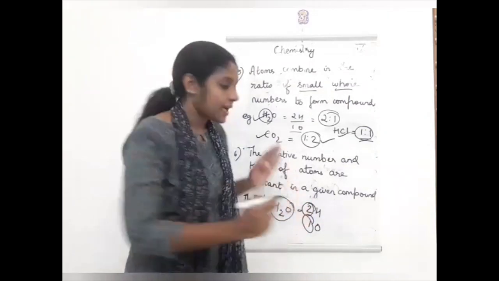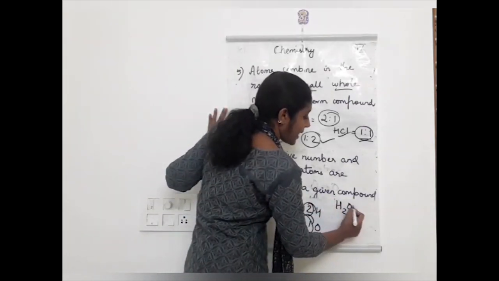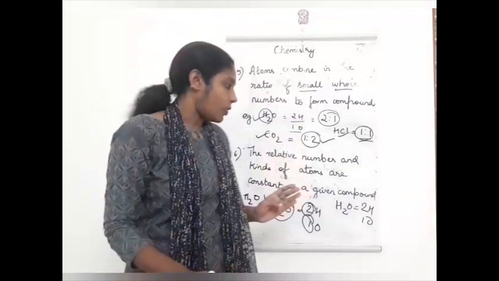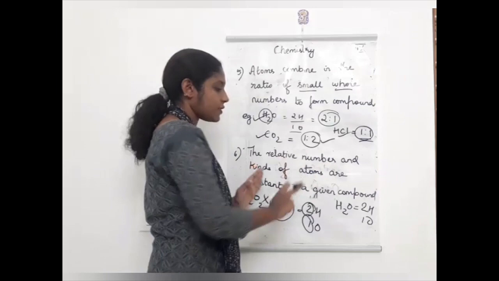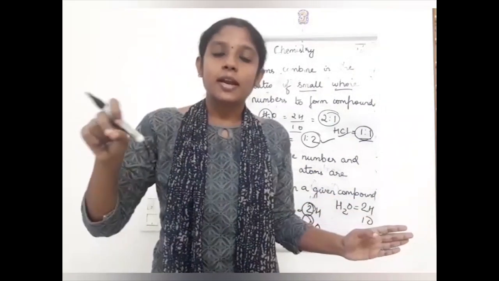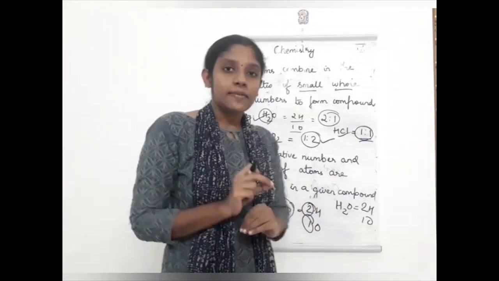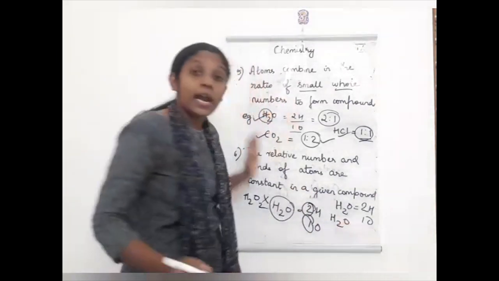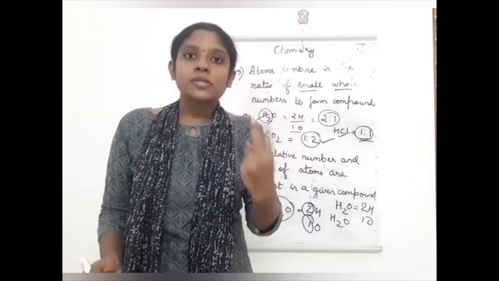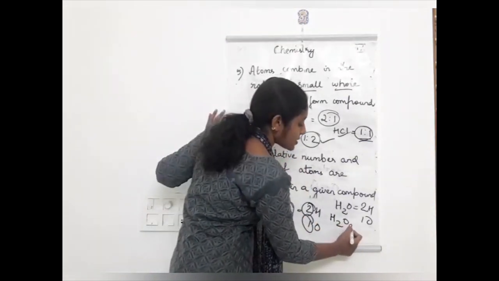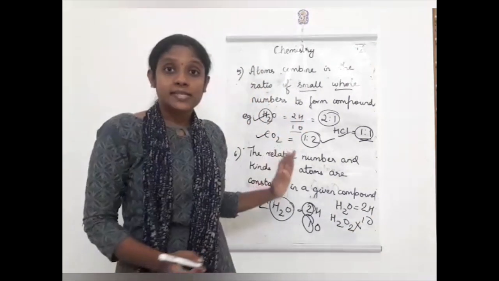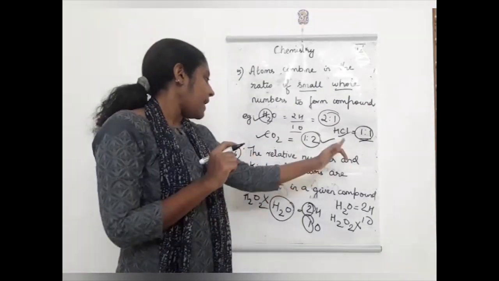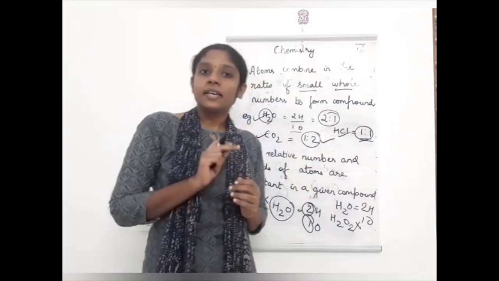From wherever you take the water, from whatever source, the number of atoms, two hydrogen atoms and one oxygen atom, is always constant. That is the relative number and kind of atoms. Whether the atom is hydrogen or oxygen, it is always constant for a given compound. For example, if you want water H2O to have two oxygen atoms, then this is not water, this will become hydrogen peroxide, H2O2. So the relative number and kind of atoms are constant in a given compound.